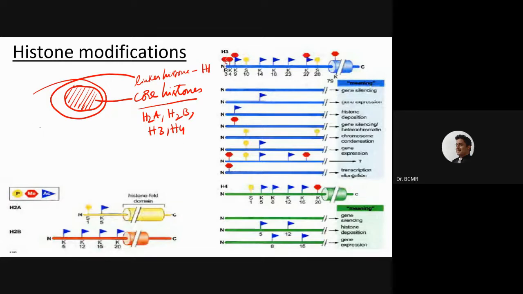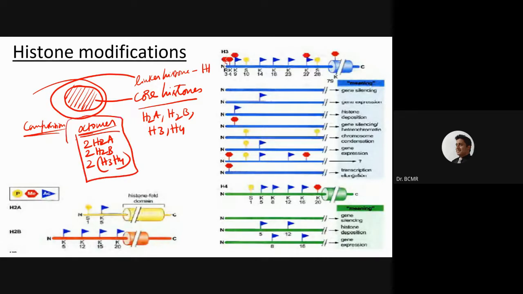Can you tell me the composition of a nucleosome? Histone octamer, sir. Yes, it's an octamer. That's right. How many of each? Tell me more details. Each core histone will be two in number. Yes, two H2A, two H2B, and two H3-H4 heterodimers. That way also it is an octamer, isn't it? So I'm glad you all remember these things. That's very nice.